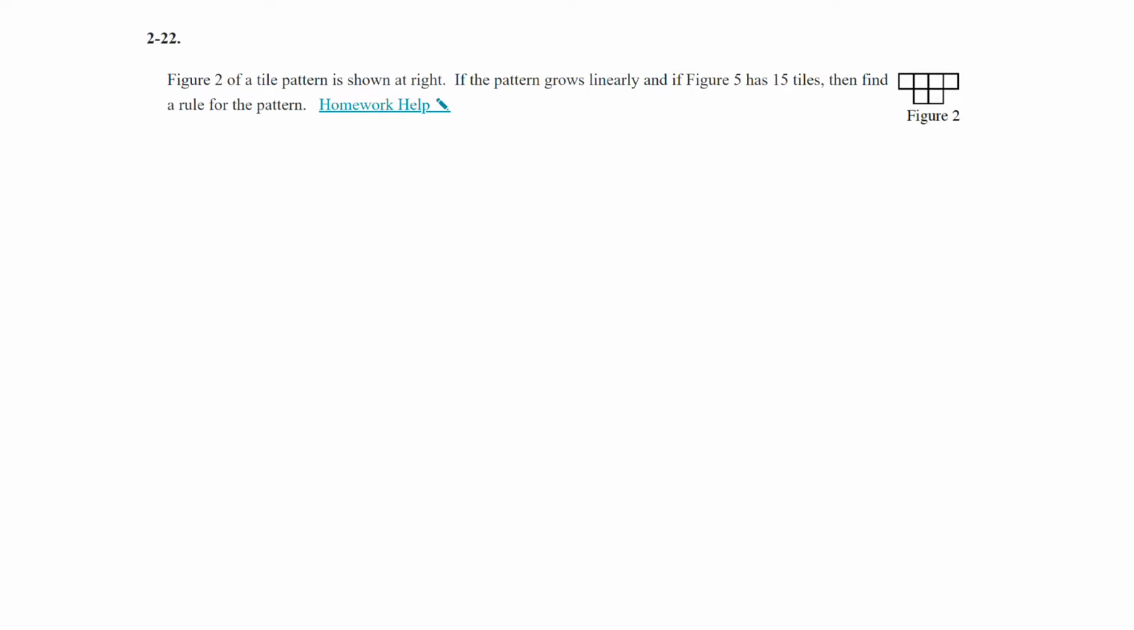Question 22, figure 2 of a tile pattern is shown at the right. If the pattern grows linearly and if figure 5 has 15 tiles, then find a rule for the pattern. So we're going to set maybe a table up to get an idea of what we have here. X represents, remember, the figure number, and Y represents the number of tiles. And so by setting up a table, it gives us an idea.